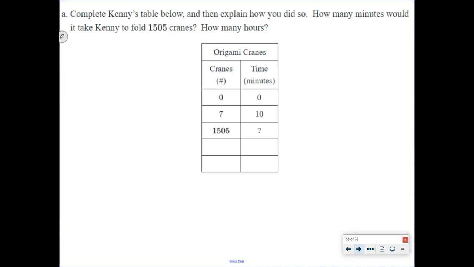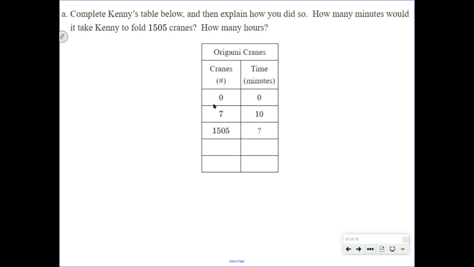And what I want you to do is look at the table. Now, here's some important things. Number 1, in 0 minutes, he would make 0 cranes. And by the way, do you notice it talks about cranes here and time here? So he's folding the cranes and seeing how long it takes. So the time depends on the cranes. That's why this is on this side. So we're starting with how many cranes he can fold and checking how much time it would take. He can do 7 cranes in 10 minutes. So the question is, how long would it take him to do 1,505?